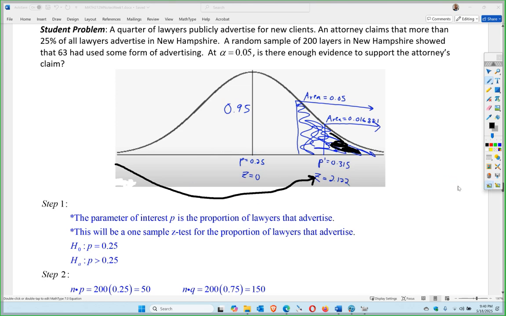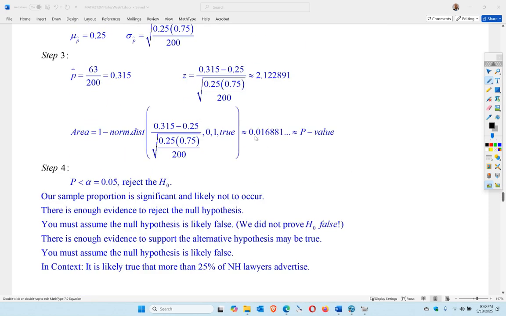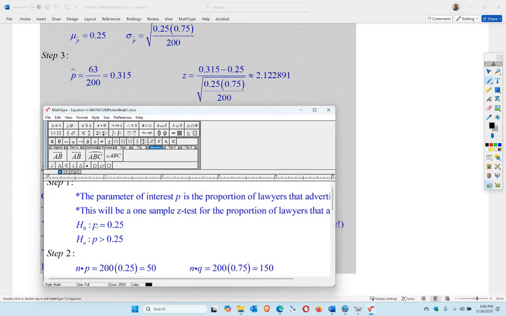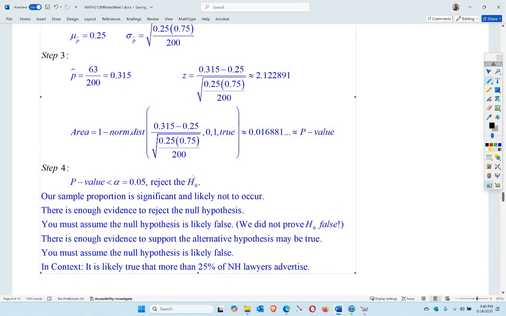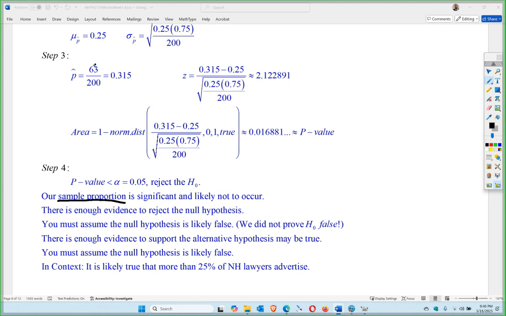So what you'll notice in this case, when I do this, I get 0.01. And the alpha was 0.05. So that means the p-value is less than alpha, okay? Which means you reject the null hypothesis. Our sample proportion is significant and is likely not to occur, which means basically our sample for this problem is significant. It's not likely to occur, which means it's in the critical region, right?